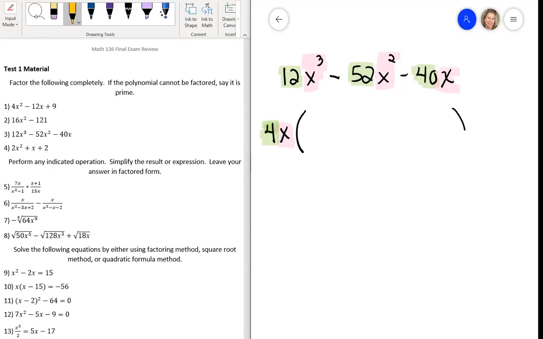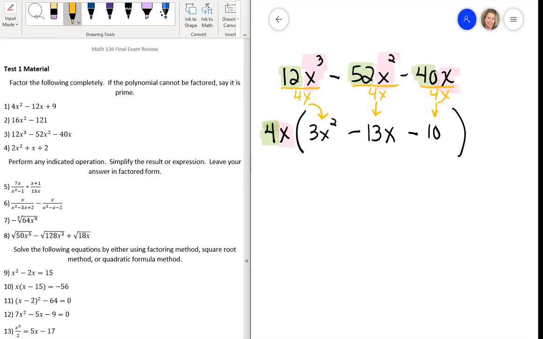Then basically you take each one of these and divide it by the 4x, and whatever you get goes here, here, and here. So 12x cubed divided by 4x is 3x squared. Then 52 divided by 4 is 13. X squared divided by x is x. Minus 40 divided by 4 is 10, and of course the x's cancel. So that's step 1.